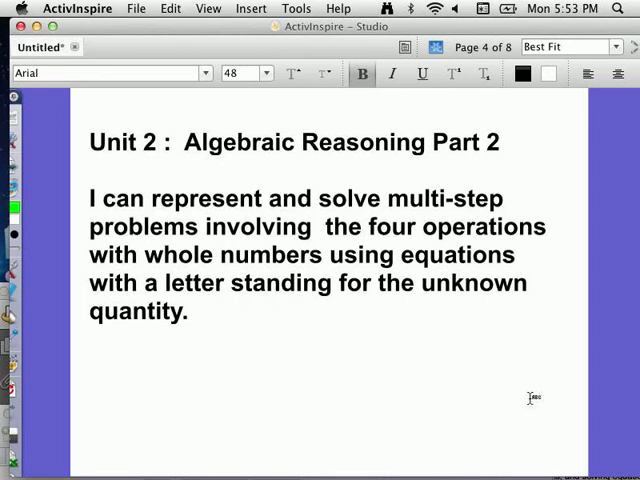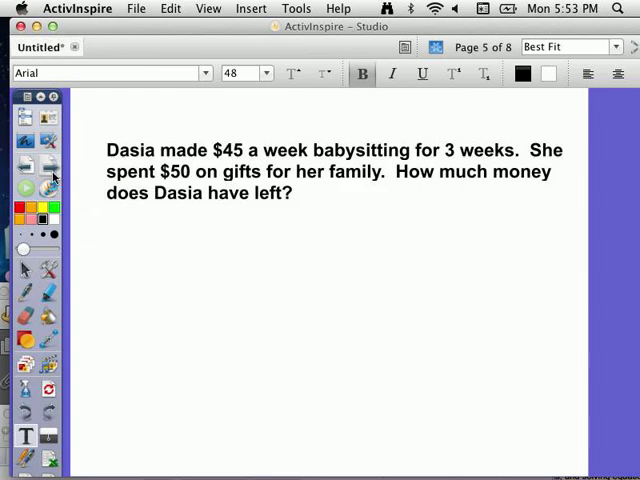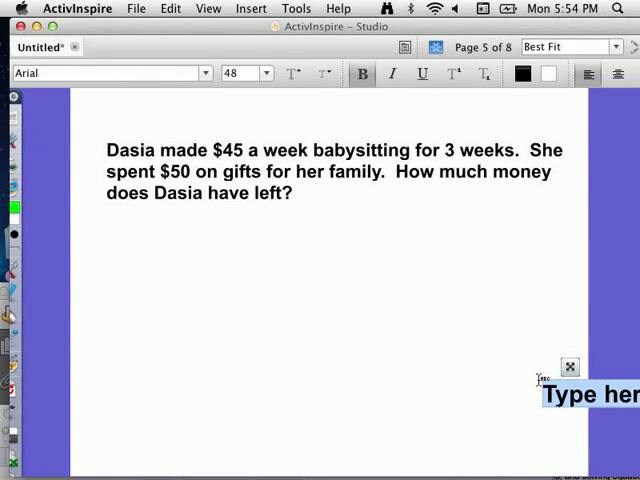So it looks like for this lesson, we're going to be doing word problems. Okay, let's look at this one. Deja made $45 a week babysitting for 3 weeks. She spent $50 on gifts for her family. How much money does Deja have left? Now for this, students are to be able to read this problem, make sure they understand it, and be able to write an equation based on the information they just read.